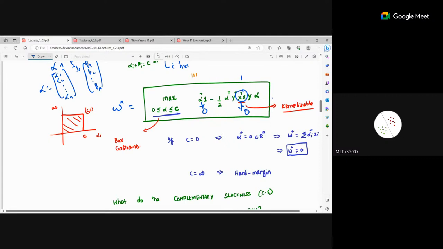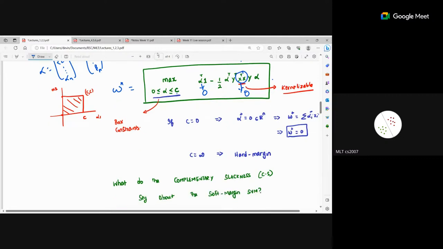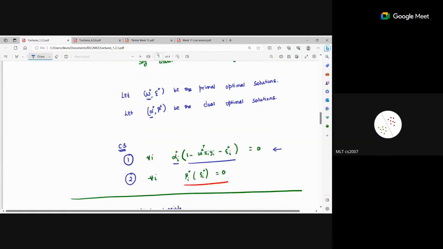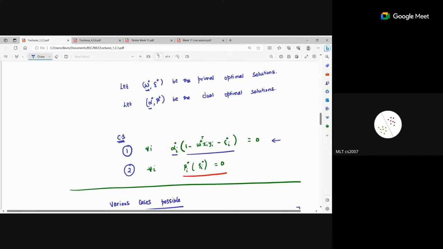Now when c is equal to infinity, then it's going to be hard margin, because when you have c as infinity, you cannot be paying any price. So that's going to become the hard margin. When c is in between zero and infinity, that is when c is some finite value, then we can actually try to solve this. Considering w star and psi star as the solution for the primal, and alpha and beta as the solution for the dual, we can solve this. These are the complementary slackness conditions.